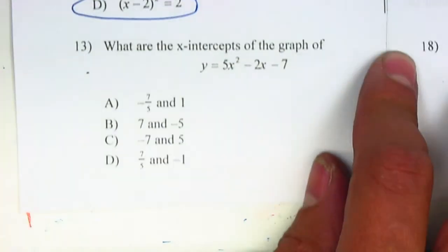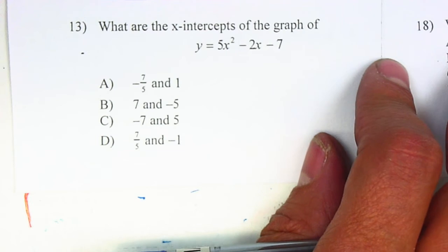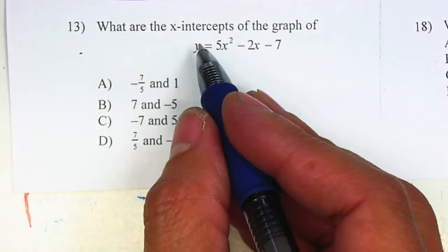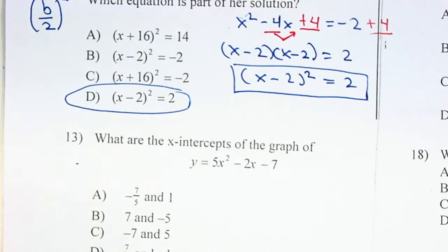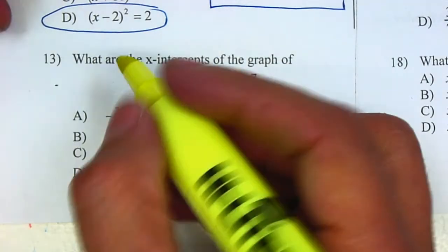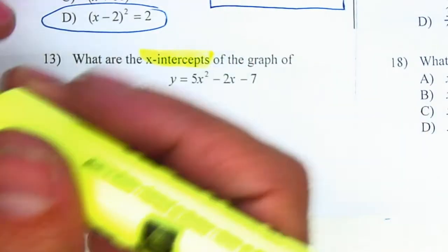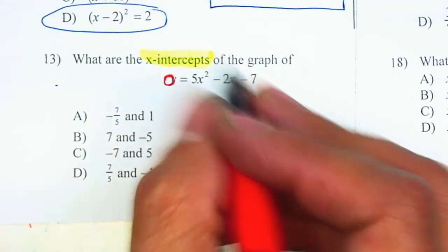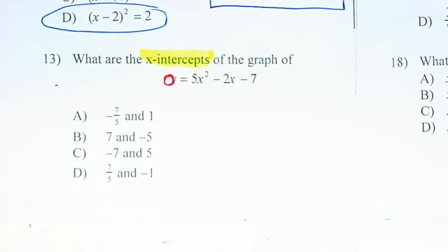Problem number 13. Find the x-intercepts. So I want you guys to go through the process and say, okay, what do I need to do? Find the x-intercept. Okay, to find the x-intercept, I remember that I need to let y equal to 0. So y becomes 0. And now from here, we can factor it.